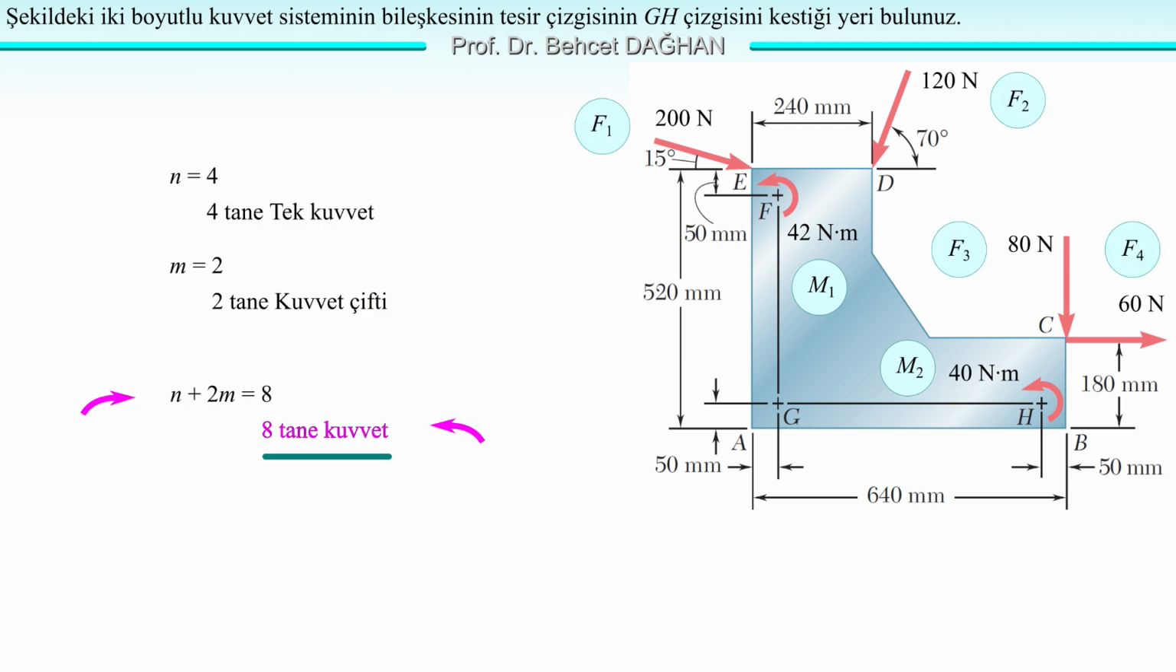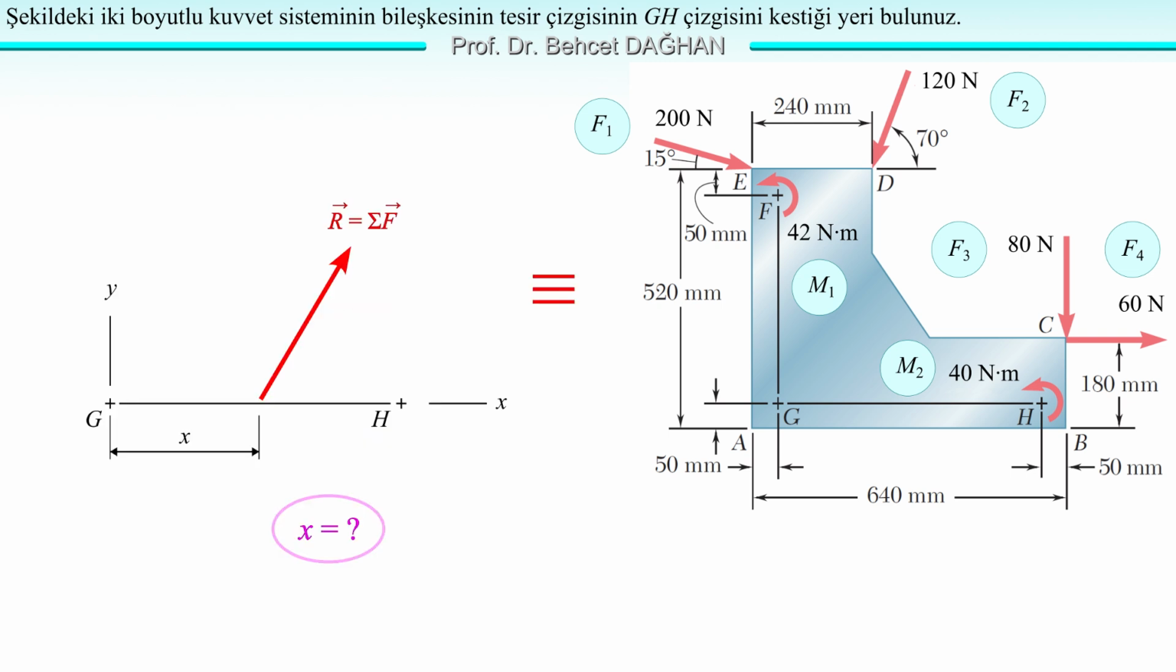Actually, this force system consists of 8 forces. N plus 2M equals 8. But some of these 8 forces form couples. 4 of them form 2 couples. Okay, now what is required of us?